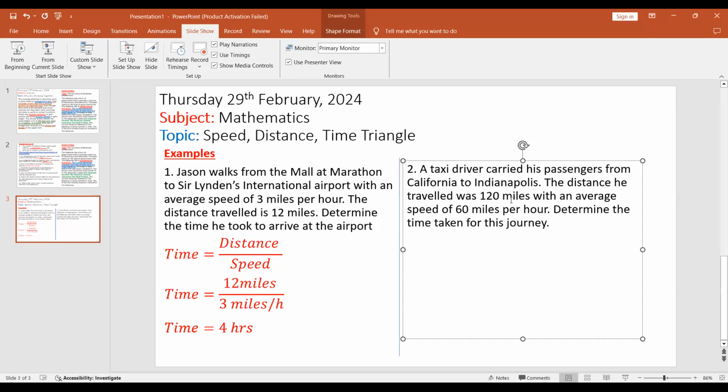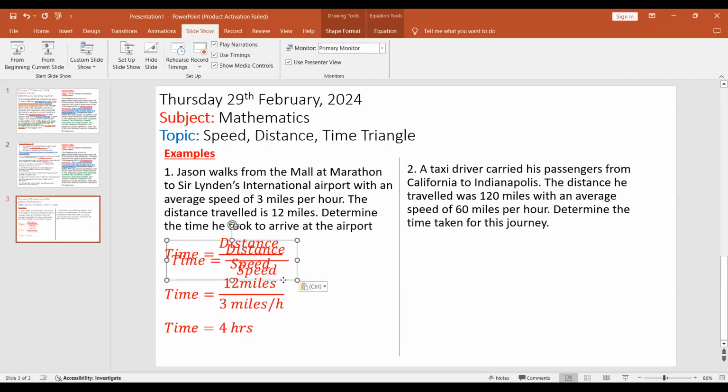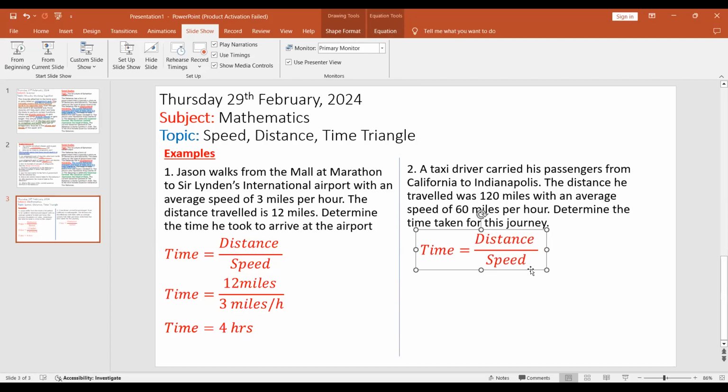What was his average speed? 60 miles per hour. So how are we going to figure out the time taken? Distance divided by speed. So we first put our formula: time equals distance over speed.